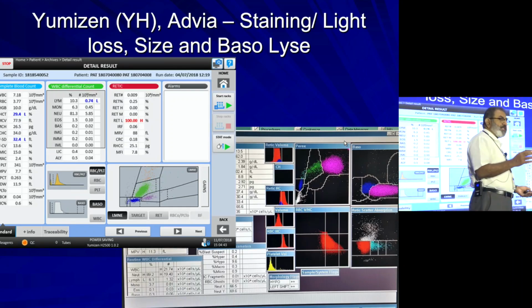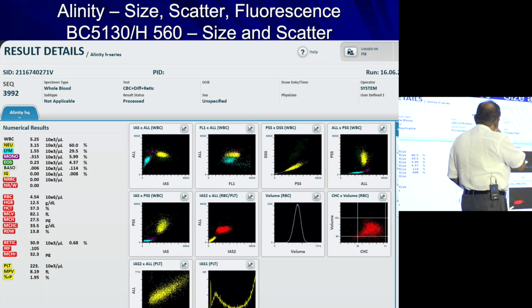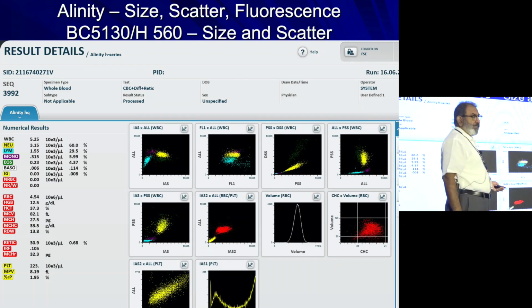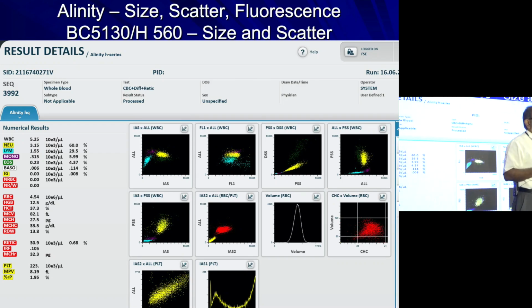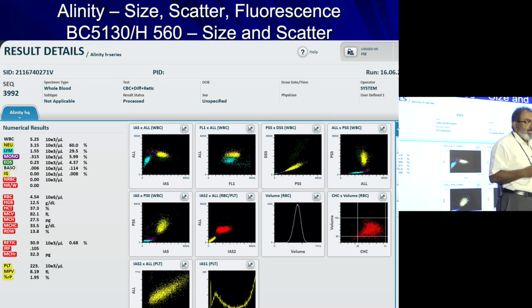So once you understand your cell counter, then you can work on it. This is Alinity. Where is Raymond? He's gone, huh? Okay. So Alinity is a cell counter which looks at only light. There is no staining, there is some staining for NRBCs, but it's mainly light.